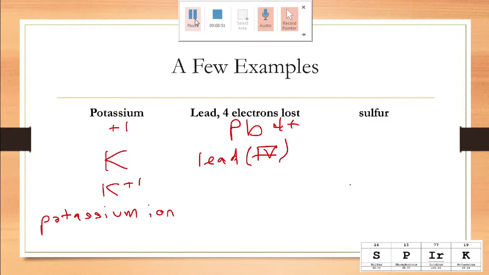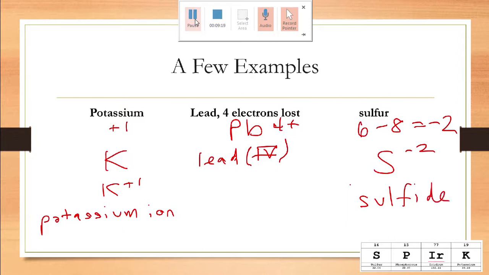Then we have sulfur. We know that sulfur is in group 16, so we can say 6, because it's in group 6A, 6 minus 8 equals -2, which gives us the charge on the sulfur ion. So the symbol for sulfur is S minus 2. And we would classify this one as the sulfide ion because it is an anion.